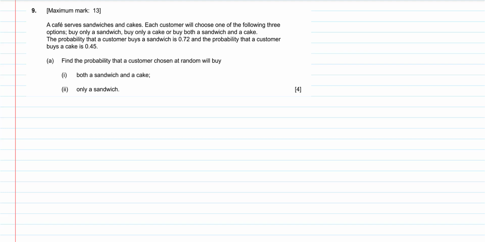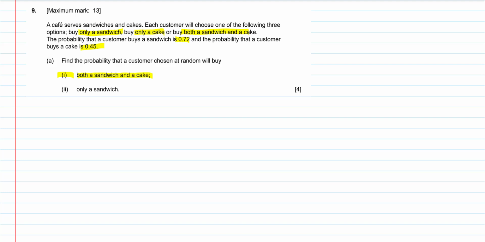Question 9a. Customers have three options at this cafe. They can buy only a sandwich, only a cake, or both a sandwich and a cake. The probability that a customer buys a sandwich is 0.72, and the probability they buy a cake is 0.45. For part one, we need to find the probability they'll buy both a sandwich and a cake.